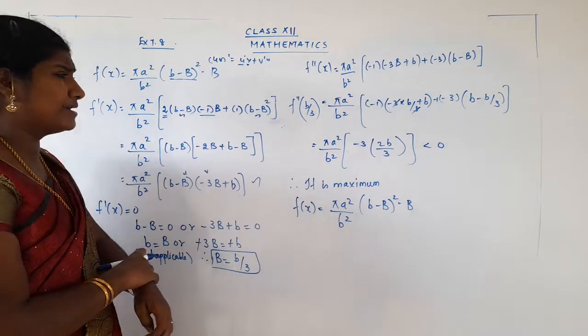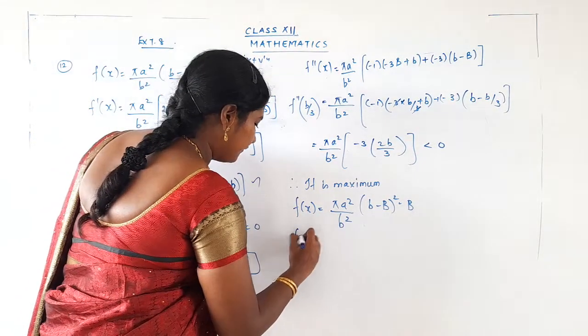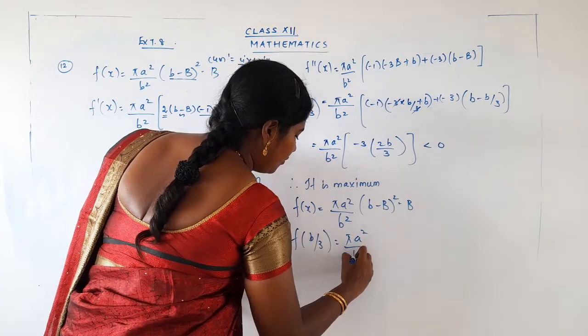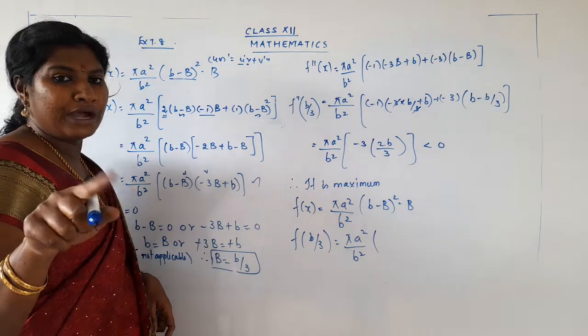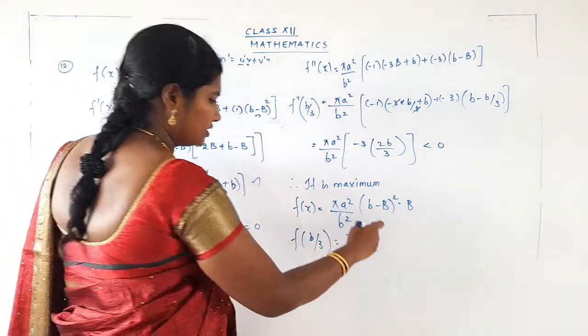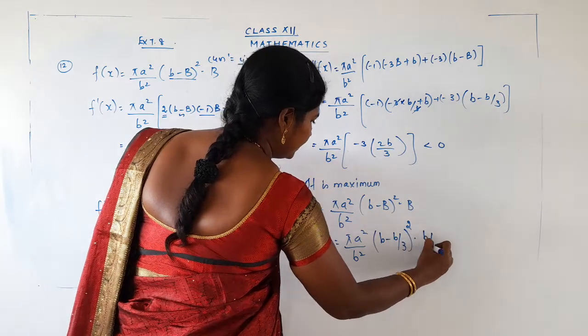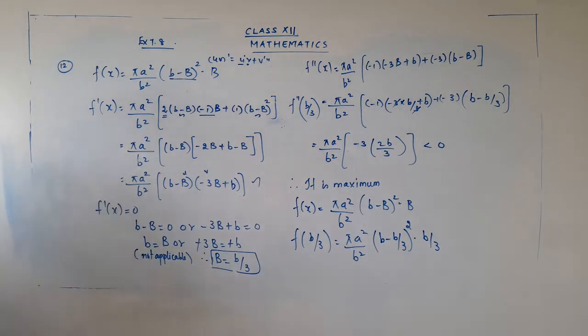Now what I am going to do is, I am just going to use the critical value here, that is b upon 3. So I will put here f of b upon 3 is equal to pi a square upon b square. In place of capital B, you have to put a small b by 3. Okay? So b minus b upon 3 the whole square into b by 3. I get pi a square upon b square, b minus b upon 3 the whole square into b upon 3.